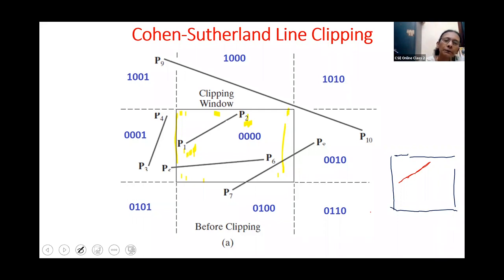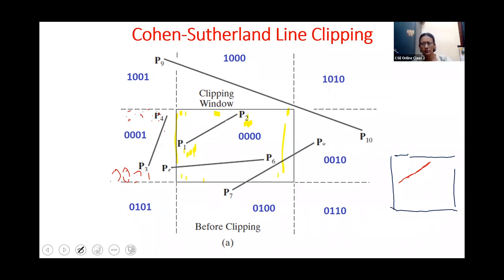Now we take P3, P4. P3 is falling in this region, so its code is 0, 0, 0, 1. Now P4 is also falling in the same region. You have 0, 0, 0, 1. Since both are not 0, 0, 0, 0, that means P3 is falling outside the clipping window. P4 is also falling outside the clipping window.